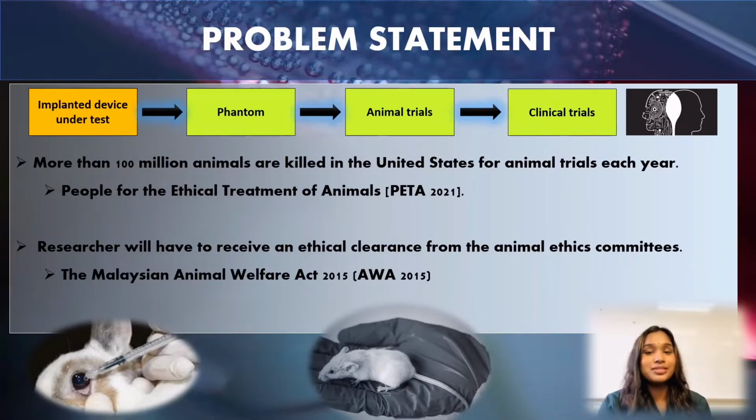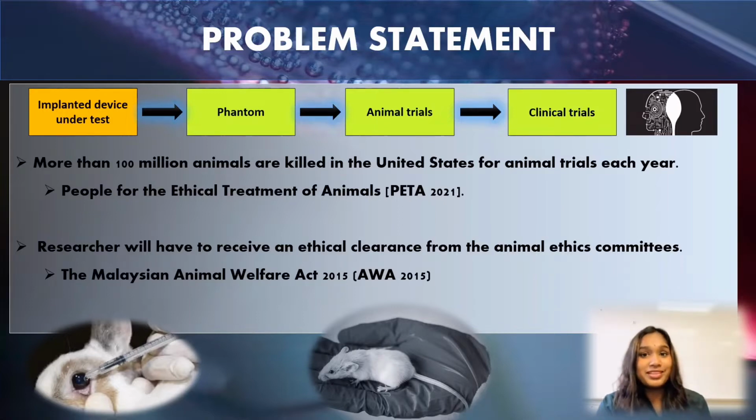For example, if an implanted device is kept under test, the animals will be tested first and later the clinical trials will be done. Can you see the problem now? Other than that, even researchers need to prepare paperwork and receive ethical clearance from the Animal Ethics Committee to be able to use animals for animal trials. Don't you think this is another extra task for the researchers, and it is also time-consuming as well?